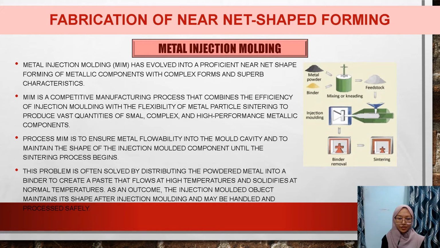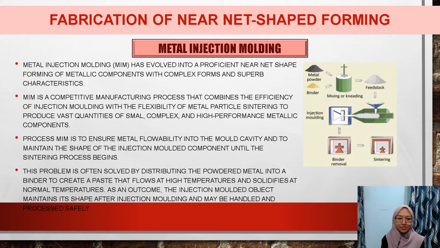Next, we move to the fabrication of near-net shape forming. The first one is metal injection molding. Metal injection molding has evolved into a proficient near-net shape forming of metallic components with complex form and superb characteristics. Metal injection molding is a competitive manufacturing process that combines the efficiency of injection molding with the flexibility of metal particle sintering to produce vast quantities of small, complex, and high-performance metallic components.